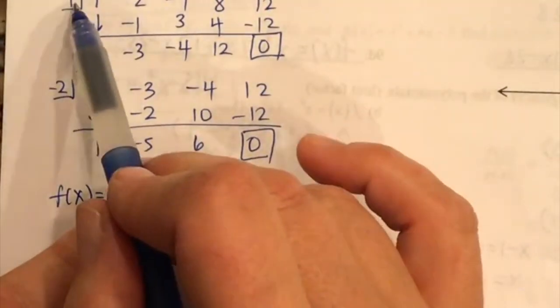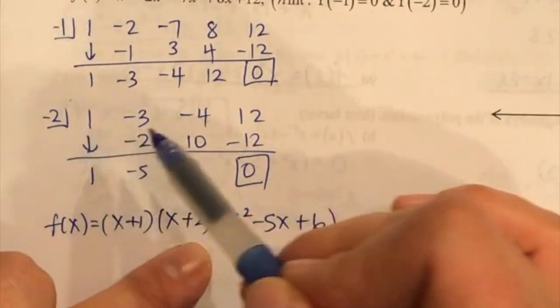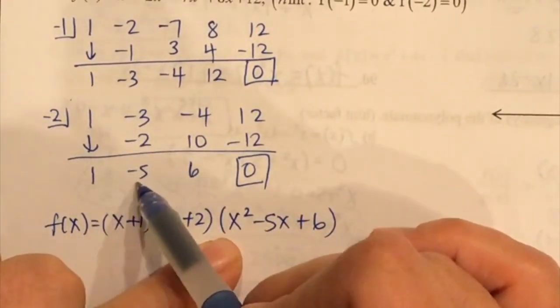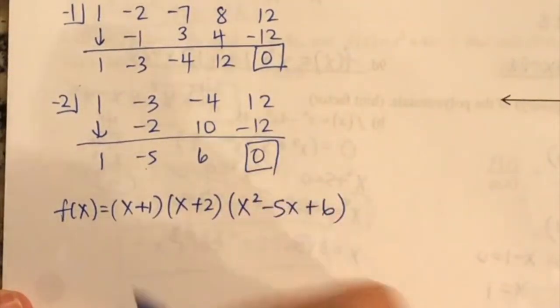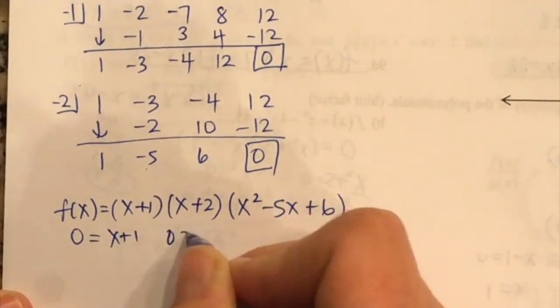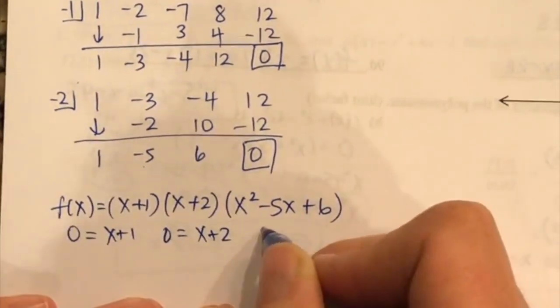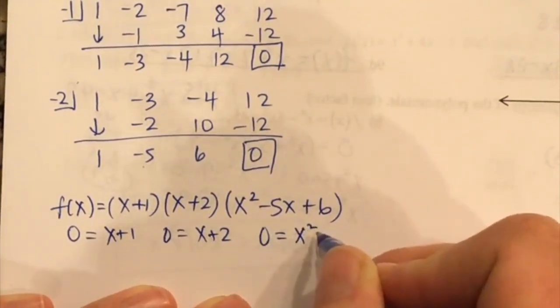The x plus 1 is coming from this right here. The x plus 2 is coming from here. The x squared minus 5x plus 6 is right there. Okay. Set this equal to 0 and solve like a mad person. We obviously already know the first 2. And now we need to figure out this one.